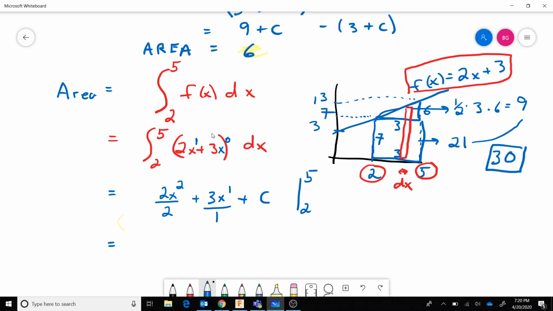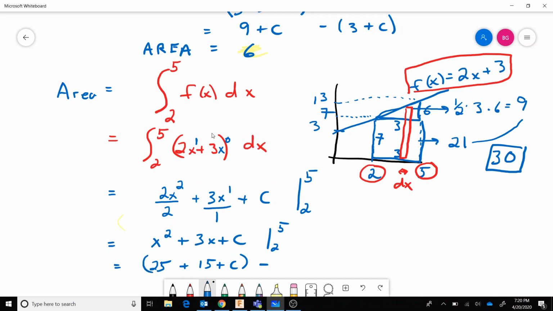So let's do that. Let's clean this up a little bit here. 2 divided by 2, that'd just be x squared, and that would just be 3x plus c. Let's write it so it looks a lot easier. All right, now let's actually take our large value and stick it in. 5 squared would be 25. 3 times 5 would be 15. Okay, and then remember I put in a minus.